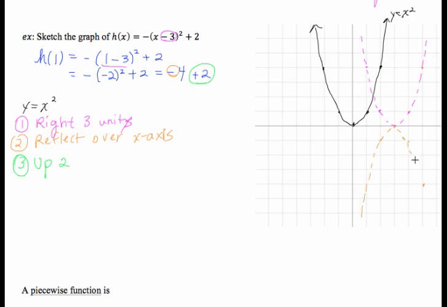And then the last thing we do is we shift it up 2 units, and that will be our final graph. So I'll shift this thing in orange. Up 2, take that point, go up 2, and up 2. So here is the final graph. This is h of x.